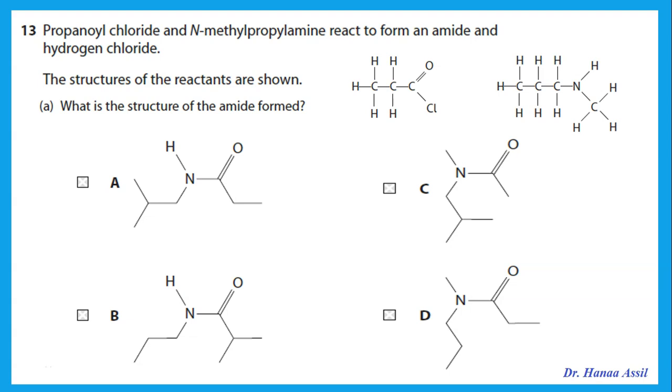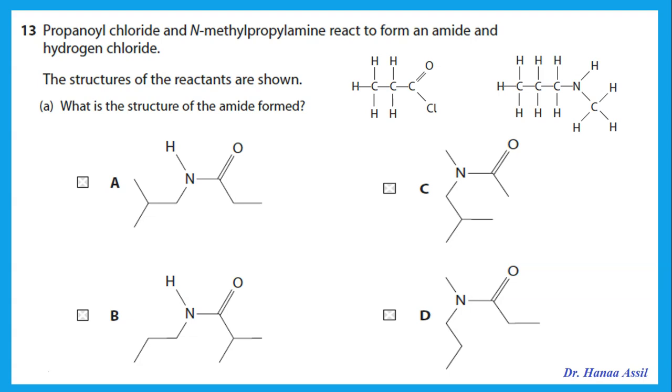Propanoyl chloride and N-methyl propylamine react to form an amide and hydrogen chloride, and we have the structures of these two compounds on the top there. The structures of the reactants are shown. What is the structure of the amide formed?